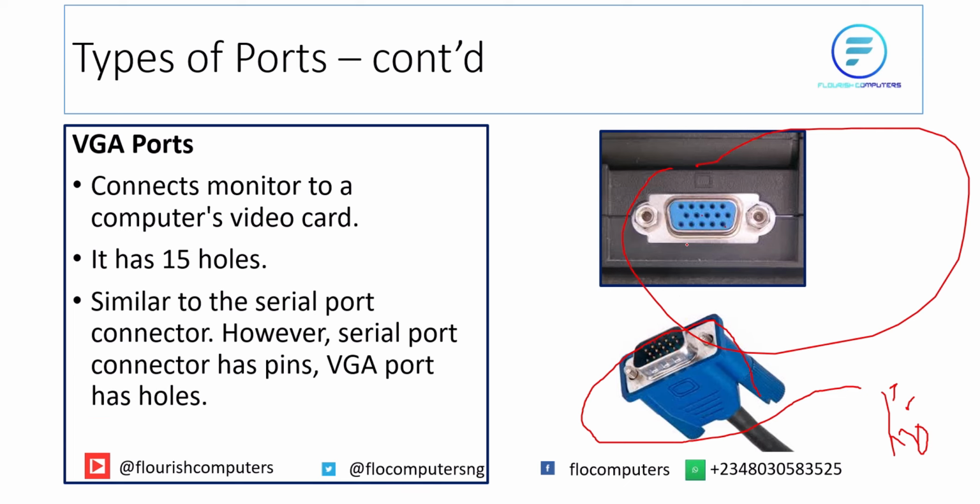What next do we need to know about the VGA port? It's similar to the serial port, if you remember the serial port that we talked about. However, the serial port connector has pins, while the VGA port has holes. The serial port that I showed you earlier had pins, whereas the VGA port has holes. That's the difference between the VGA port and the serial port.